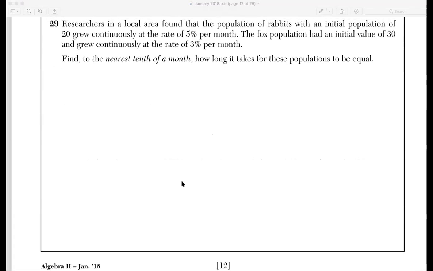All right. This, you need to know how to create these equations, and I'll show you right now. Researchers in a local area found that the population of rabbits with an initial population of 20 grew continuously, so we put the e, at a rate of 5% per month, so 0.05 per month. The fox population had a value of 30, grew continuously at a rate of 0.03 per month. How long does it take for these populations to be equal?